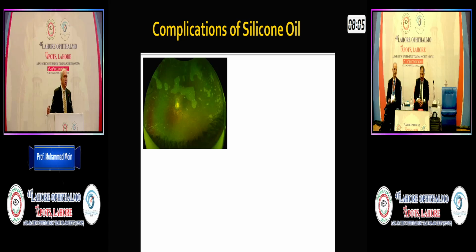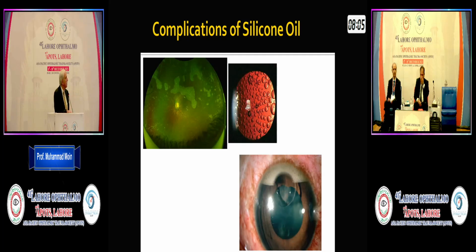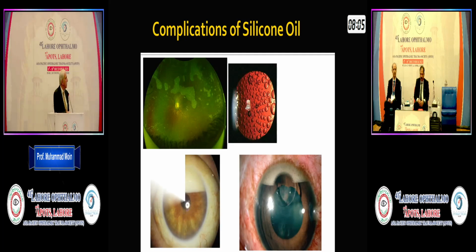Whenever you have silicone oil in the eye, when you use it for retina surgery, complications can happen. Here you can see silicone oil which is emulsified. You can see the particles of the emulsified oil seen over here. Oil particles can collect behind the intraocular lens. The oil can emulsify in the anterior chamber, and this is called a hyperoleon. And here you can see the oil is present over here.